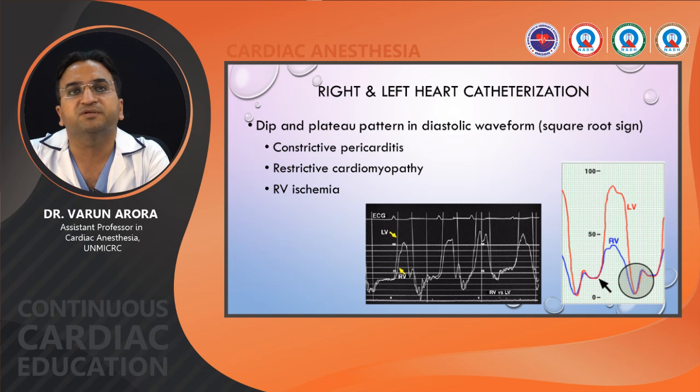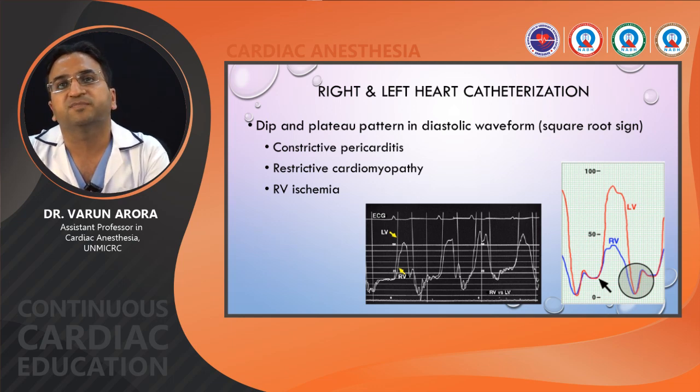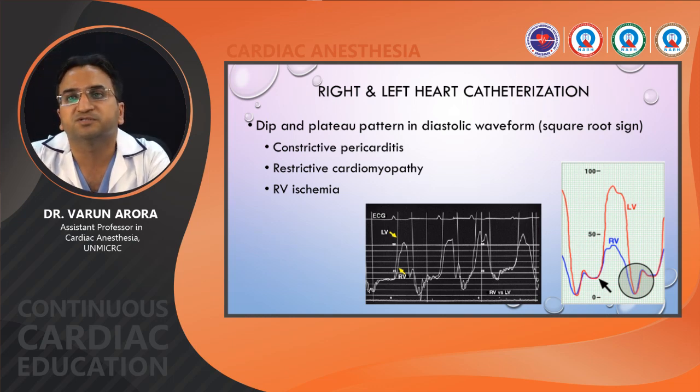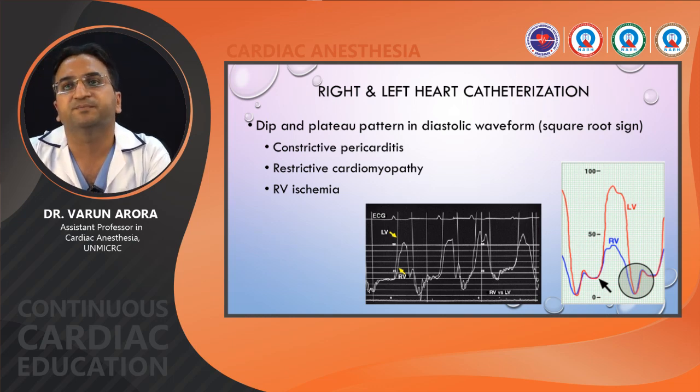Coming to the catheterization, there is a dip and plateau pattern in the diastolic waveform, that is the square root sign, in the case of constrictive pericarditis, restrictive cardiomyopathy, or right ventricular ischemia. As you can see in this figure also, you can clearly see the square root sign here.